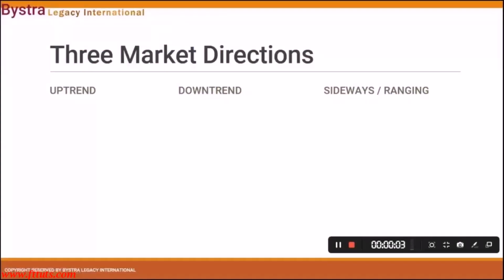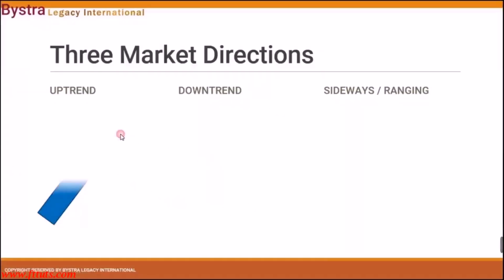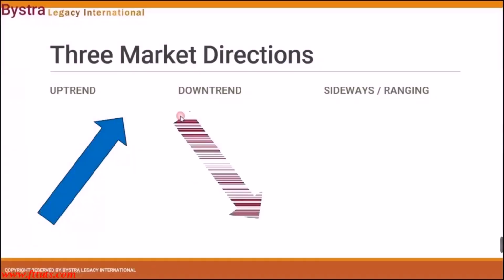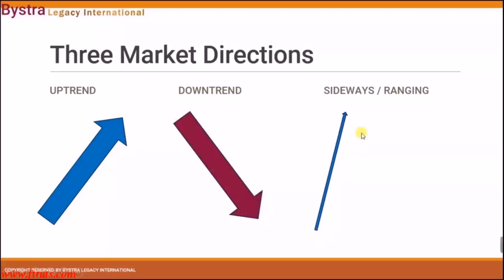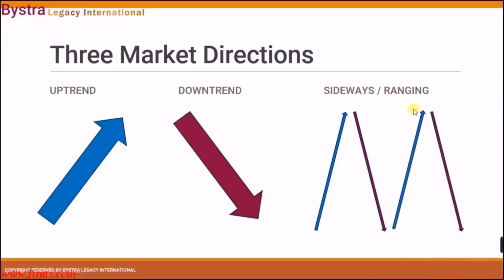There are three types of market structures. The first is the uptrend, where the price moves from the bottom to the top. Next is a downtrend, where the price is moving from the top to the bottom. And the last is what we call the sideways or ranging zone. It's where the price zigzags around this area.